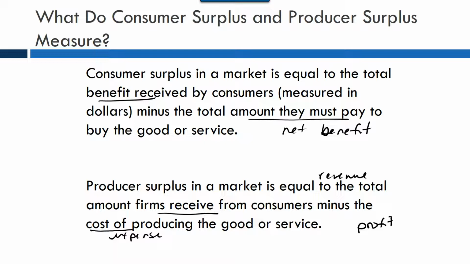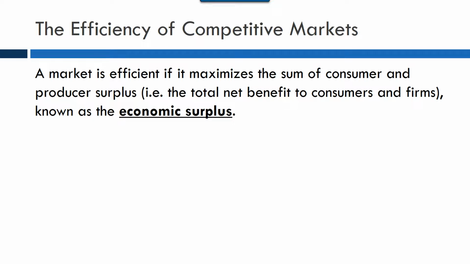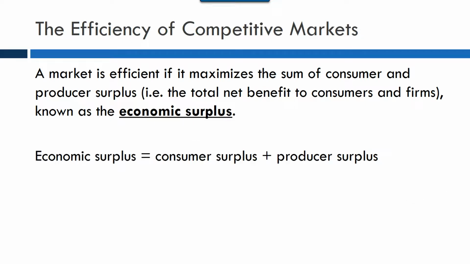So an efficient market is one that wants to maximize total surplus. Total economic surplus is the total consumer surplus plus the total producer surplus. You put those two together, and we've got economic surplus. So an efficient market looks to maximize economic surplus. To be honest, from this point of view, you don't care if it's on the consumer side or the producer side, as long as someone is benefiting from this transaction. So the total is economic surplus.